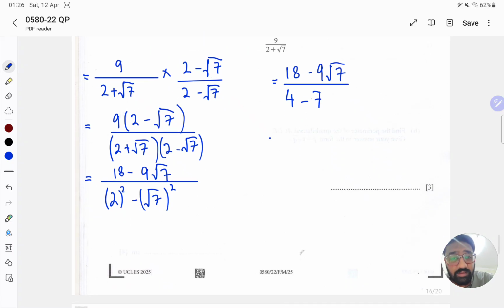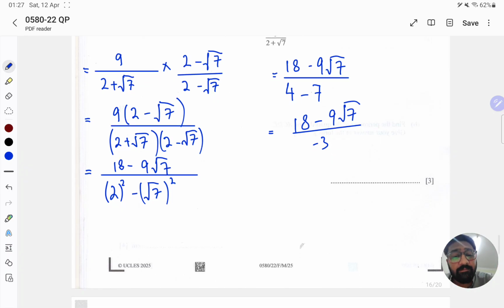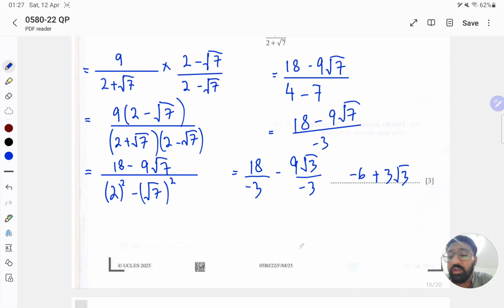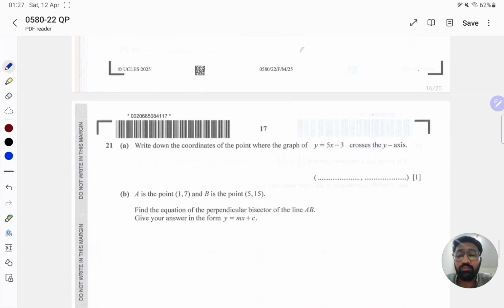So if you simplify 18 minus 9 square root of 7 divided by minus 3, now this minus 3 can be divided by the first numerator as well as the second, according to the rules of fractions. Minus 9 square root of 7 divided by minus 3. So it is going to give you minus 6 plus 3 square root of 7. Sorry, I have written it wrong here. That was an error. Okay, let's move to the next question.